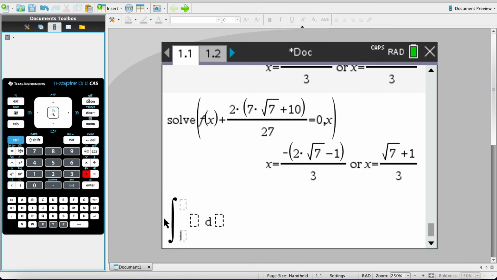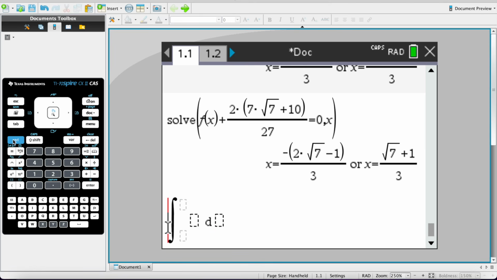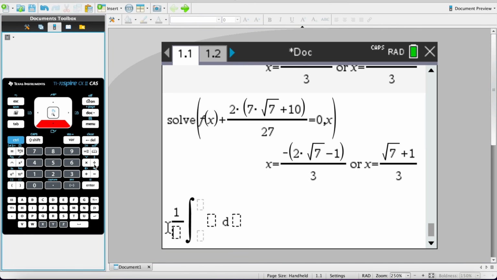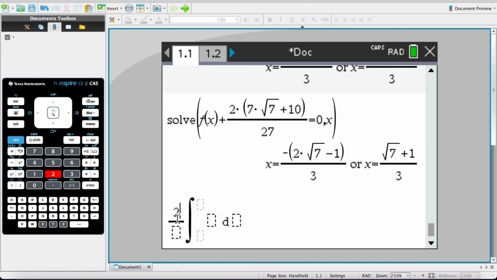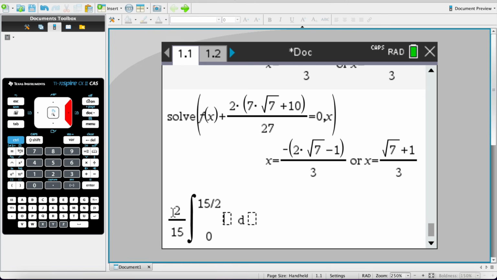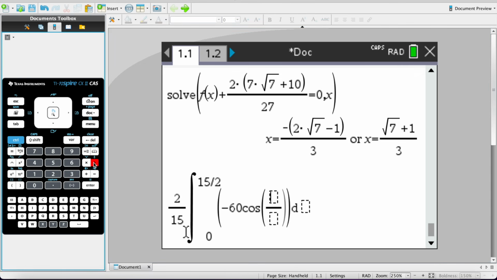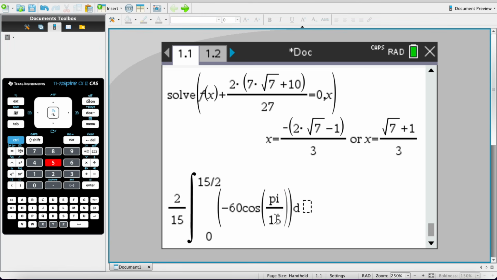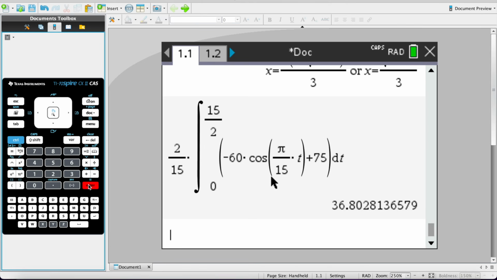I'll put the fraction on the outside. 1 on 15 on 2, which is just 2 on 15, from 0 to 15 on 2, and then it's just negative 60 cos pi on 15 t plus 75 dt, and that should give you 36.8. They want 2 decimals, so 36.80 meters.